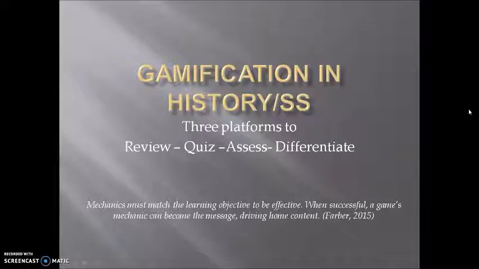All right, the next step on our OneNote table of contents is some gamification as a way to reinforce the student's information. So in this PowerPoint, I look at 3 different platforms to review, to quiz, to assess, and differentiate. Mechanics must match the learning objective to be effective. When successful, a game's mechanics can be the message driving home the content.